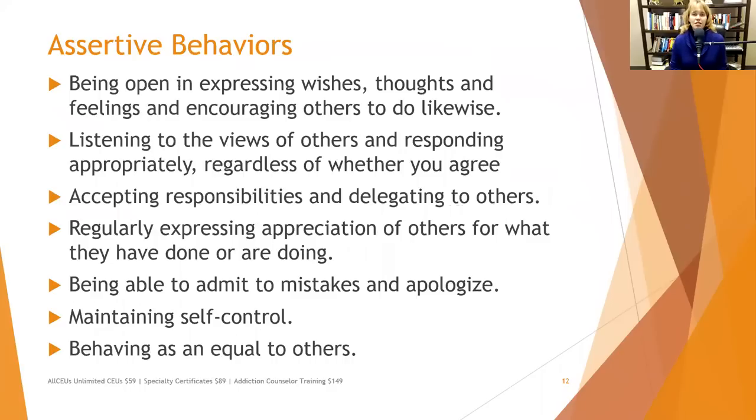Assertive behaviors mean being open in expressing wishes, thoughts, and feelings, and encouraging others to do likewise. If you don't encourage others to do likewise, that's kind of aggressive. You may not think of it that way, but if it's like, you need to hear my stuff, but I'm not really interested in yours, that's sort of an indirect aggression.